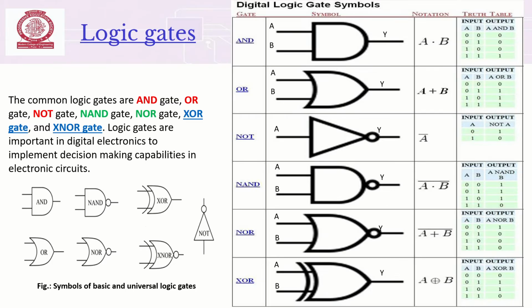Now, the application of this XOR gate is where two digital signals are to be compared. How will you explain it? When both the inputs are the same, 0 and 0, the output is 0, and when both inputs are different, the output is 1. So the circuit finds application where two digital signals are to be compared.